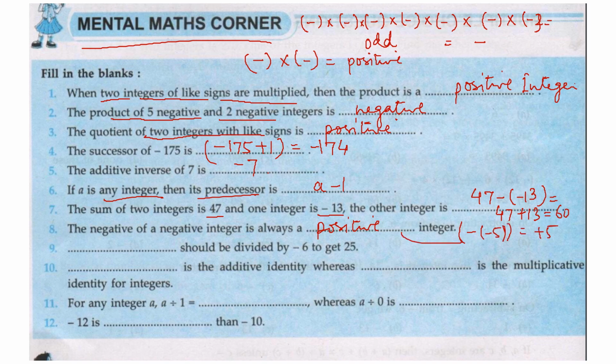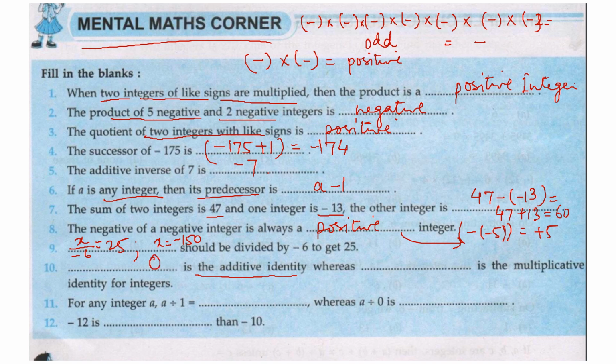That's how. Okay. What should be divided by minus 6 to get 25? So x divided by minus 6 equals 25. When you solve, you will get the value of x as minus 150. Zero is the additive identity. Additive identity means the number should always remain the same.